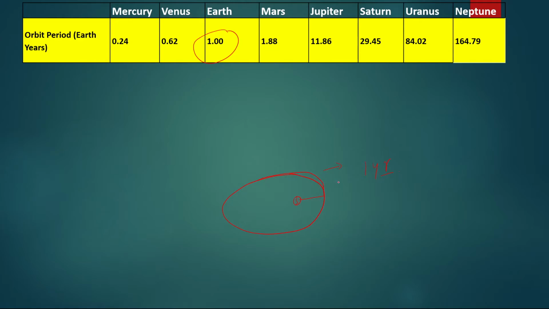However, for Jupiter, Saturn and Uranus, you can see here this number of years is increasing because these planets are very far from the sun, so their orbit is much bigger, so it takes them much time to cover this orbit. Neptune takes 164 years to complete one revolution around the sun. We had one more planet, Pluto, which has been removed from the category of planet and kept as a dwarf planet. It takes 243 years to complete one revolution around the sun.